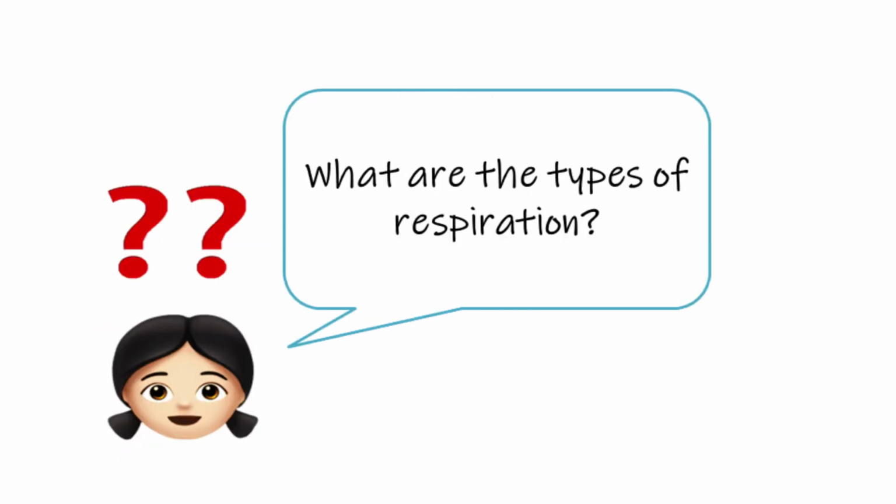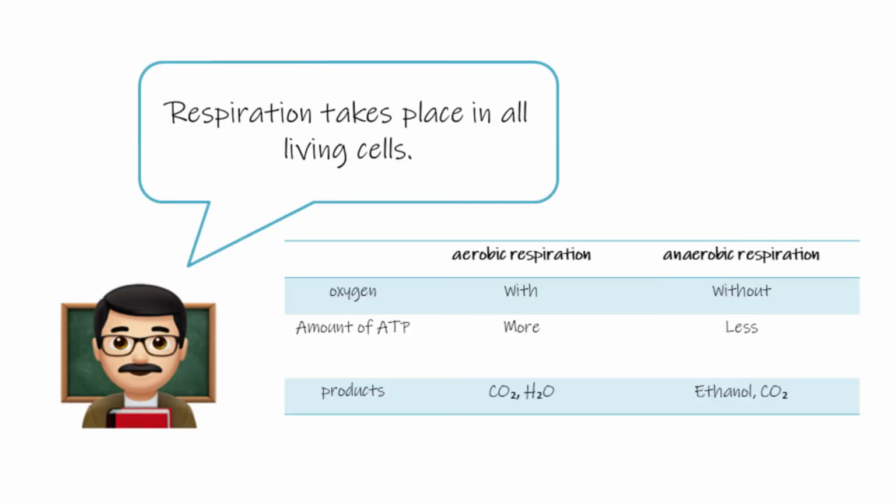What are the types of respiration? Respiration takes place in all living cells. It can take place with or without oxygen. Respiration that requires oxygen is called aerobic respiration. Respiration that does not require oxygen is called anaerobic respiration. Compared with aerobic respiration, much less ATP is formed in anaerobic respiration, and the products are also different.